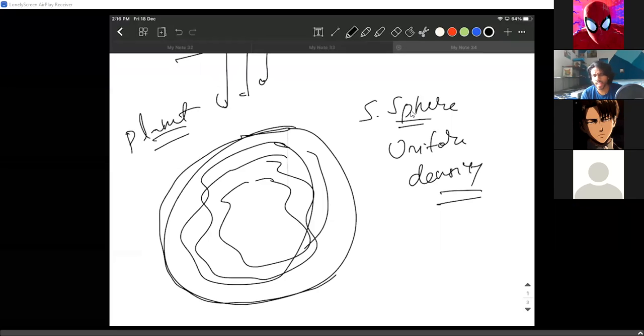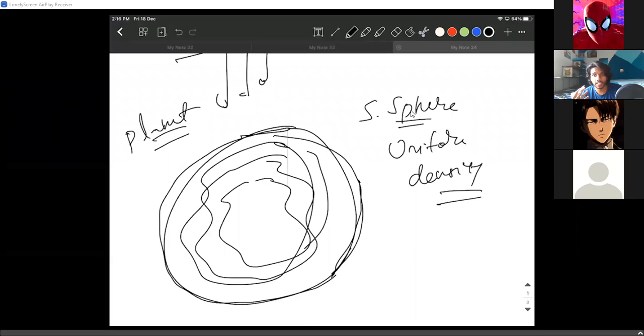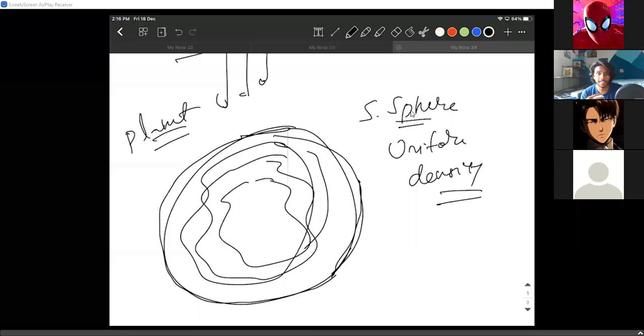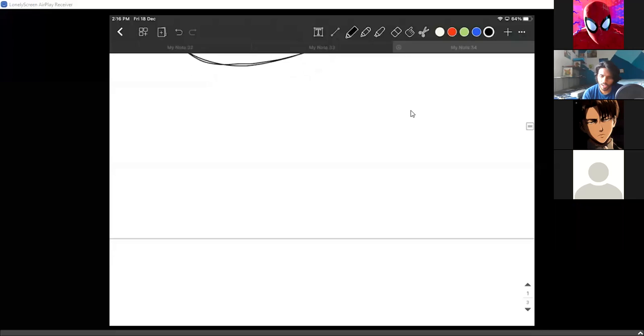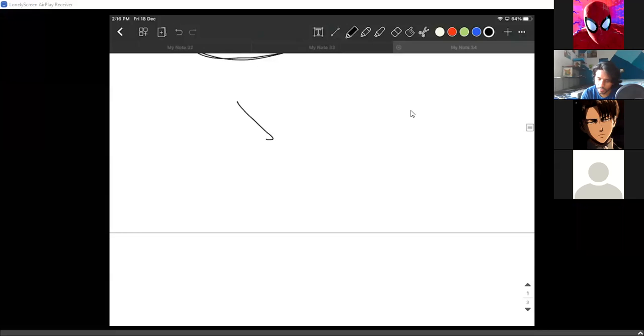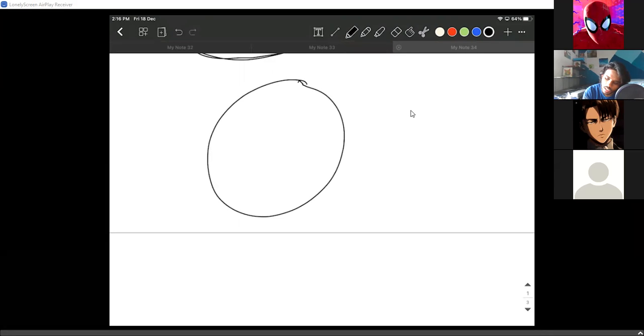We say it is flat at poles, but not totally. Compared to the size of Earth, taking the size of Earth into consideration, all the flatness. If I draw a perfect sphere, can I draw a perfect sphere in this? Let us see. In this app, I can't draw. Yes, there's another app where I can draw a perfect sphere.